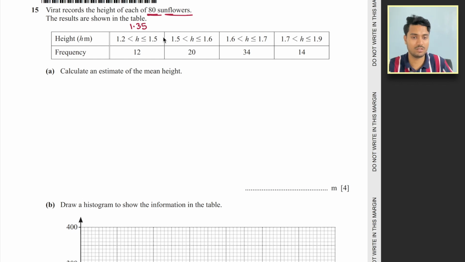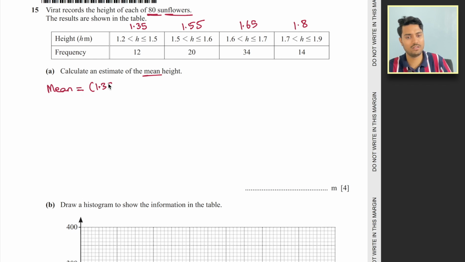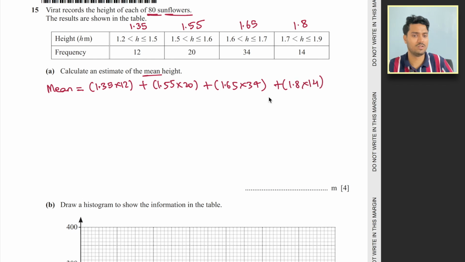We have to find the midpoint of each class and then multiply by the frequency. That's how we get the value we use for the mean, because we cannot use 1.2 or 1.5. Next is 1.5 to 1.6, so 1.55, then 1.65, and 1.7 to 1.9 gives 1.8. So now the mean is going to be 1.35 times 12 plus 1.55 times 20 plus 1.65 times 34 plus 1.8 times 14, whole divided by 80, because if you add all of these frequencies you will get 80.